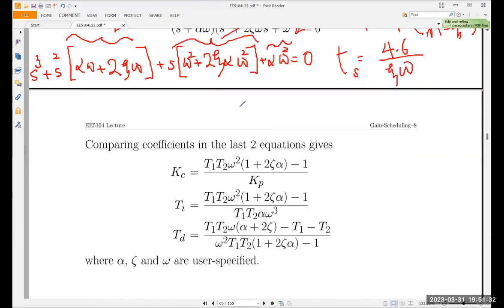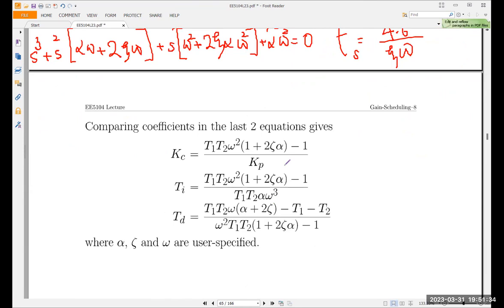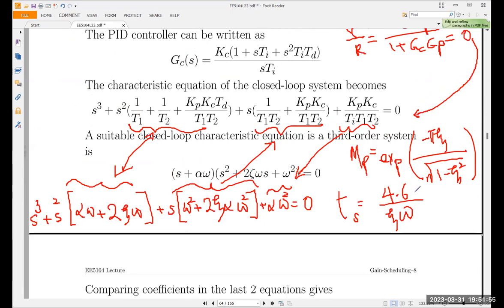So you write down your 3 equations here, and then you just make your PID control parameters the subject. Then this will be a formula. Okay, then with this PID, you will get your specified performance of, let's say now, 10% overshoot, 5 minute settling time.